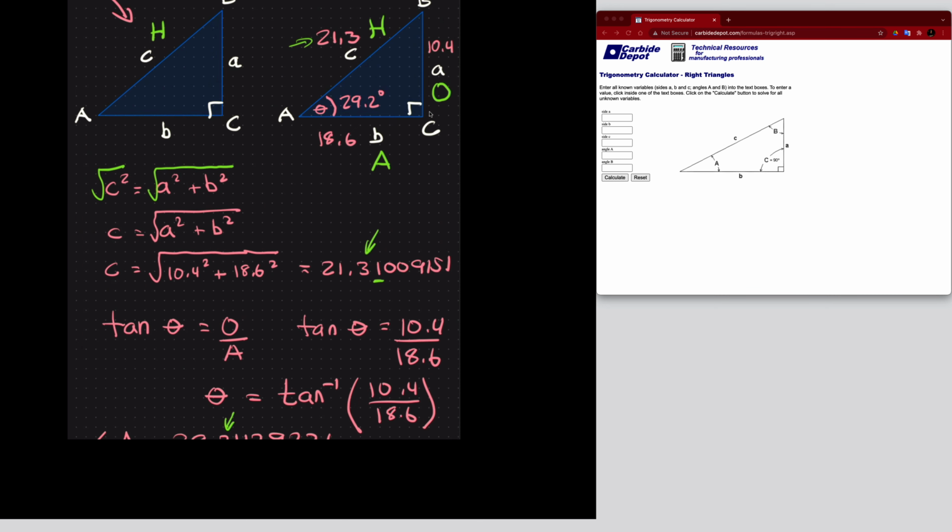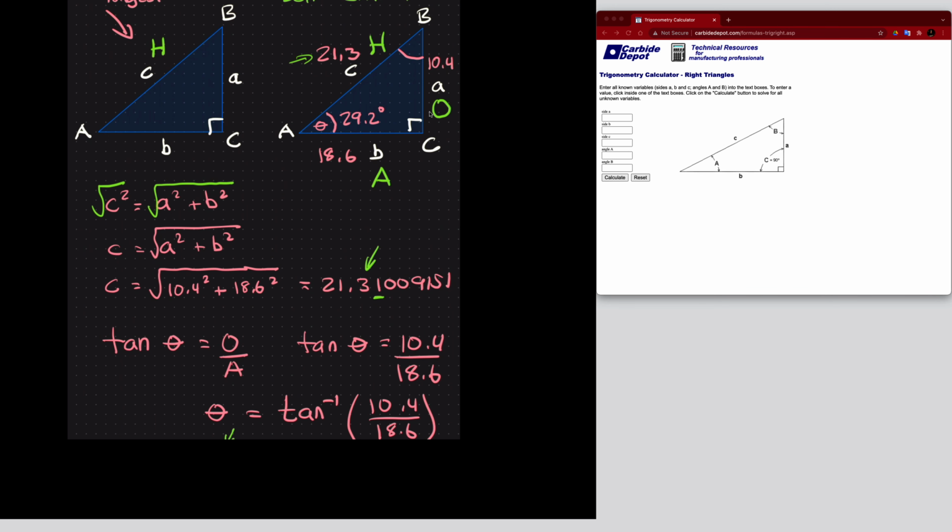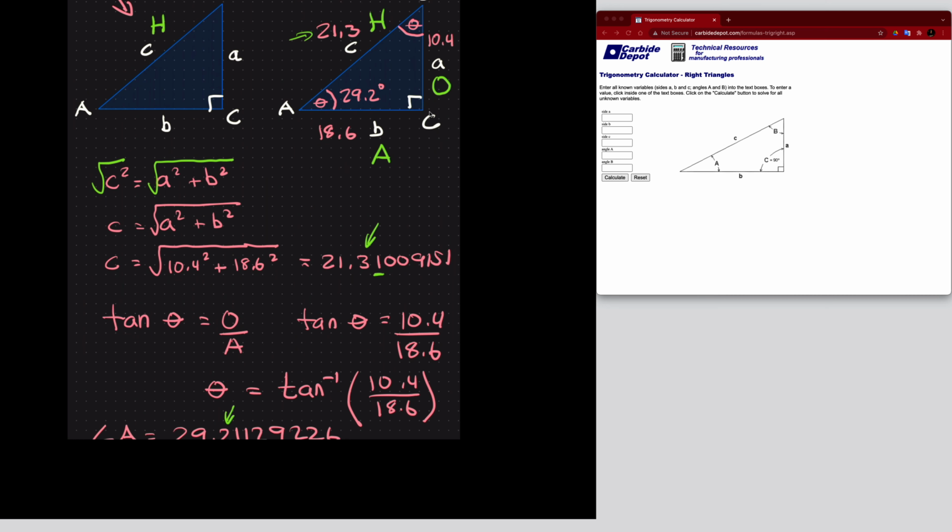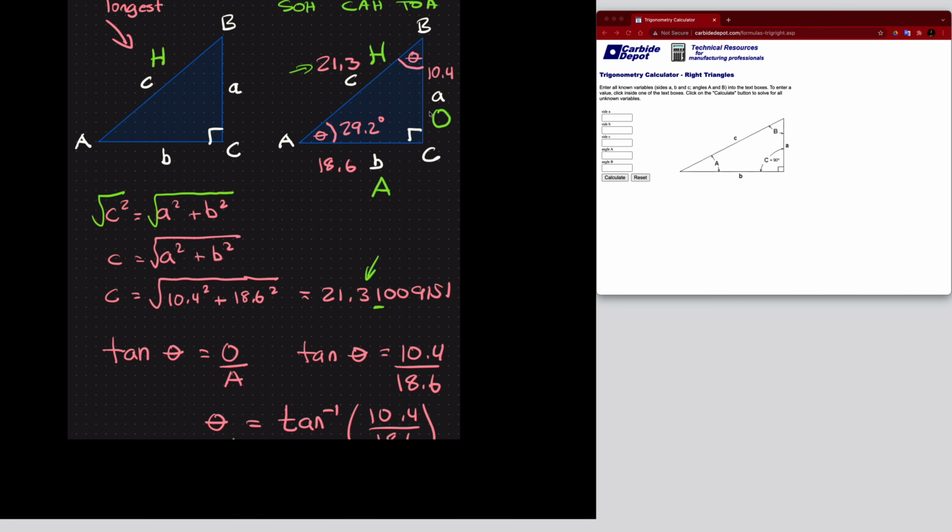Now we have one more angle left to calculate, and that would be this unknown angle, which is B. Now how do we calculate angle B? Well, angle B, I'm running out of space here, but I'll just go to a different color. Angle B is going to equal 180 degrees minus the two other angles, which is 90. Well, we're always going to have 90, so there's no point going 180 minus 90 every time. We just know angle B is going to be 90 minus 29.2.